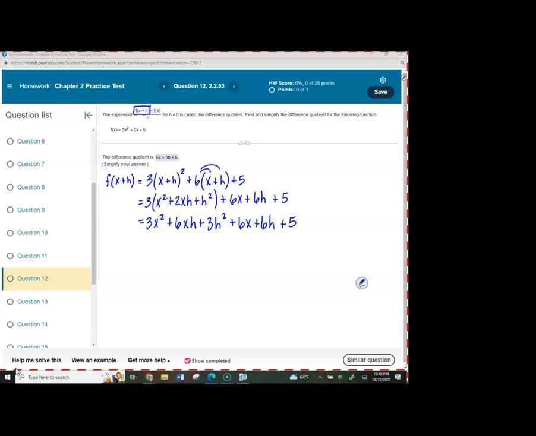Okay, so now that's that. Now I've gotta find minus f of x. So I'm gonna come right here and say minus, parentheses, f of x. Why is that messing up?